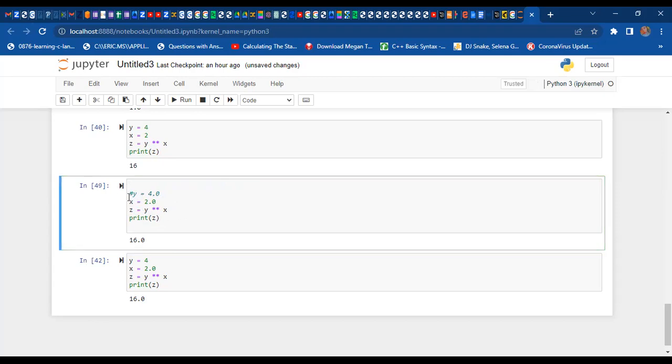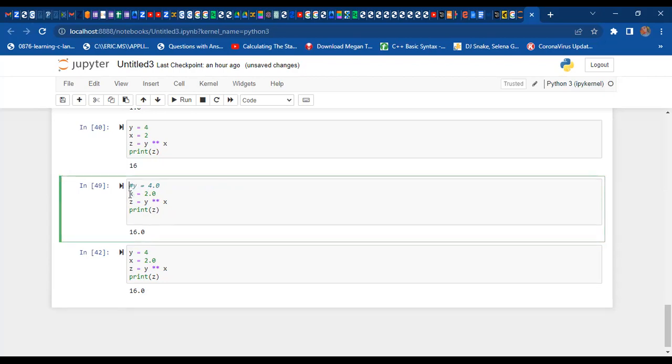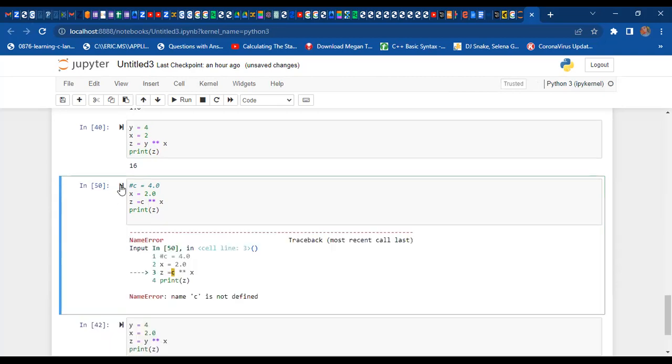Why is it running? Oh, because, let me change this to C. And it is running because I have defined Y also here, so it is picking this number. As you can see, it has not read the C. It has said that C is not defined, even though it is here, but Python has ignored it because it is a comment.